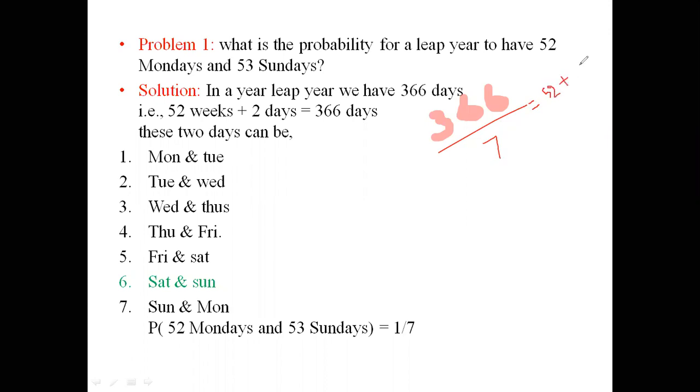These 52 weeks consist of 52 Mondays, 52 Tuesdays, 52 Saturdays, like all 7 days repeated 52 times. And the remaining 2 days are 2 consecutive days. Here are the possibilities: Monday-Tuesday, Tuesday-Wednesday, Wednesday-Thursday, Thursday-Friday, Friday-Saturday, Saturday-Sunday, Sunday-Monday. The question requires 52 Mondays, which is already covered in the 52 weeks. Similarly, 52 Sundays is also covered. So from this we are getting 52 Mondays and 52 Sundays.